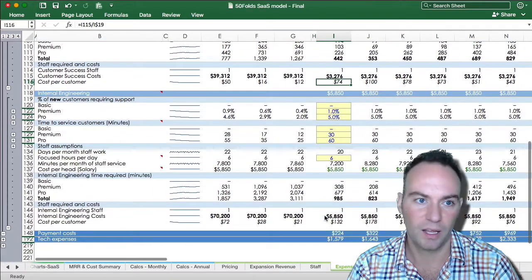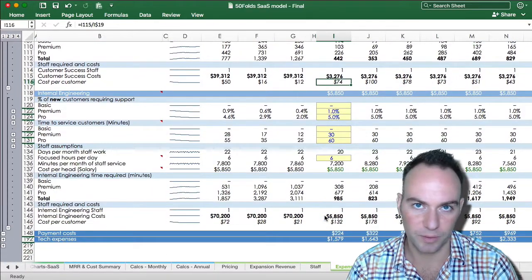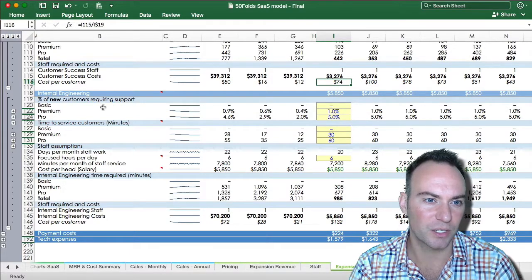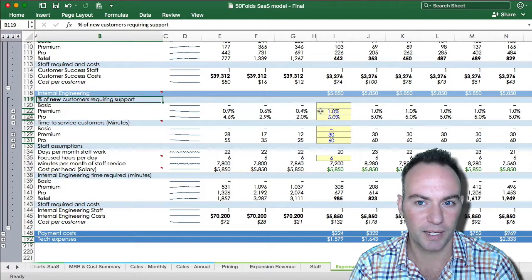Internal engineering, which is providing dev support for customer success. Exactly the same calculation. New customers requiring support by package.